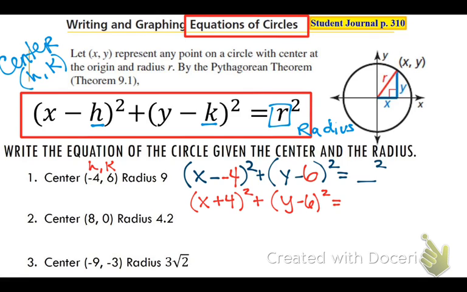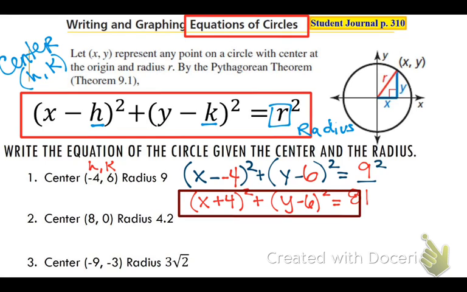And then what is my radius? 9. So when I plug in 9, what is 9 squared? 81. That is all you are asked to do. You're not solving for anything. It just asks for you to write the equation of the circle. So what you're going to be doing is you're going to be given the equation, what we just found. You'll already be given it and asked to find the center and the radius.